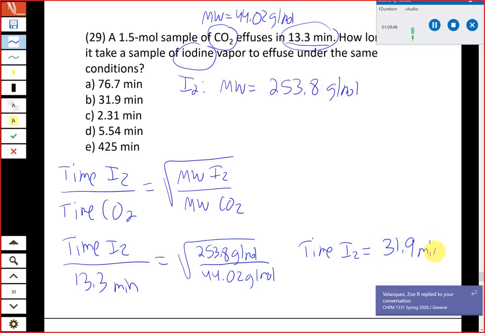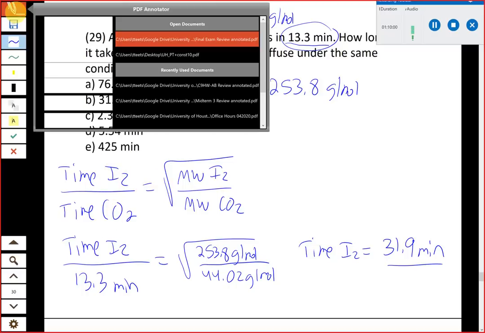All right. And as we said at the beginning, it should be a larger number than for CO2 because it's a slower moving gas. So if we didn't get a larger number, that would suggest to us that one of the sides of the equation was written in the wrong order.